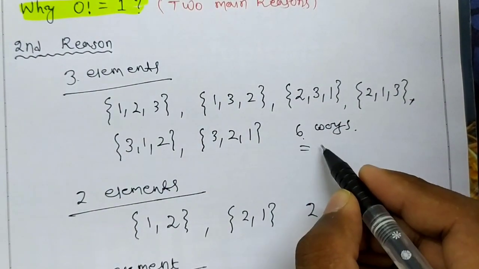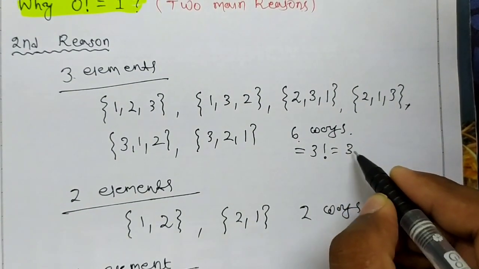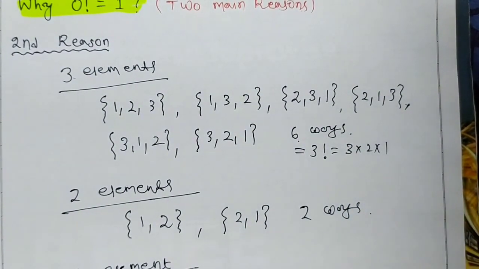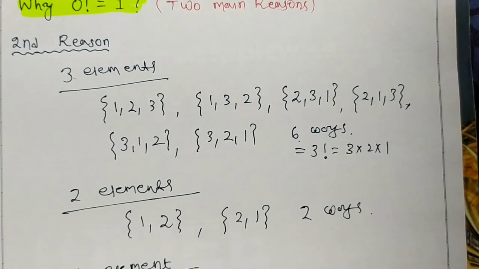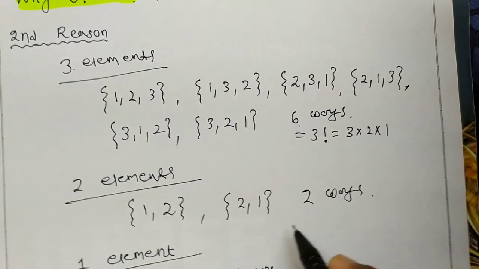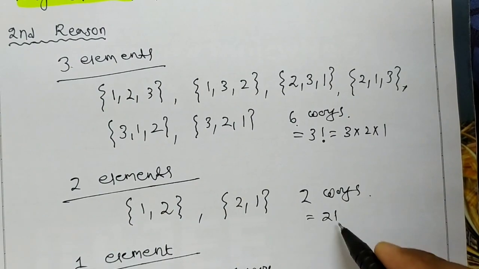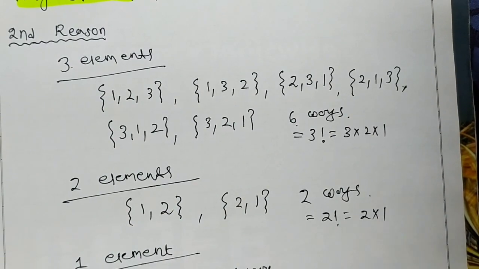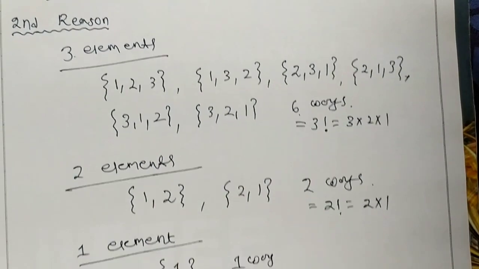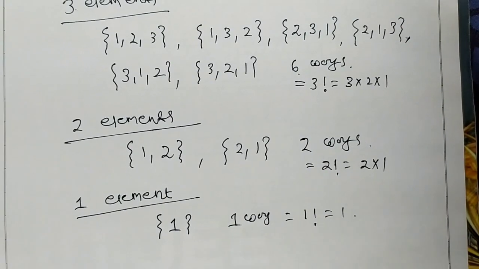And the 6 ways is just the value of 3 factorial, because 3 into 2 into 1 is 6. So distinct arrangements are related to the arrangements of distinct elements. Similarly, if you are taking 2 elements, it is 2 factorial, so 2 into 1, 2 distinct arrangements. If we are taking one element, one way means 1 factorial, whose value is 1.